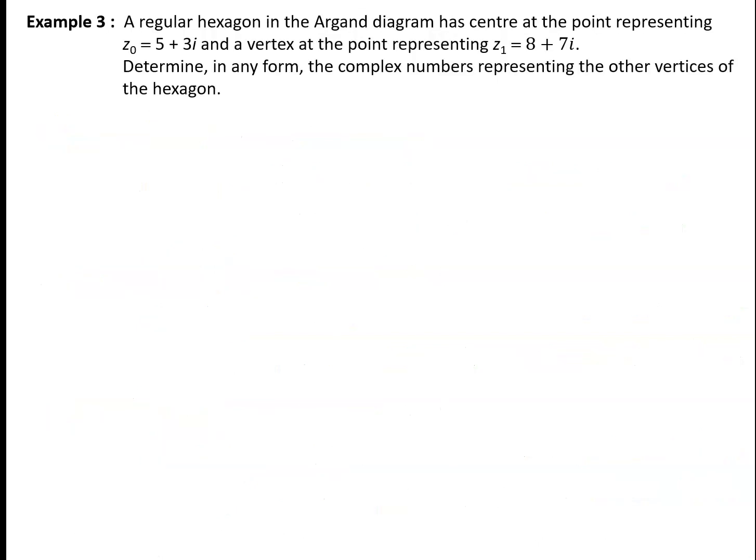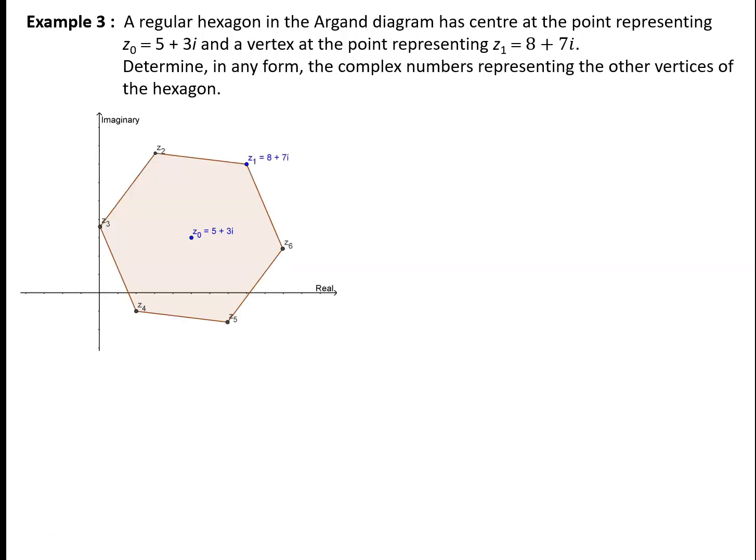Moving on to the next example, we've got a regular hexagon in the Argand diagram, has its centre at the point representing 5 plus 3i, and a vertex at the point representing z1, which is equal to 8 plus 7i. We've got to determine, in any form, the complex numbers representing the other vertices of the hexagon. So, we'll start with the sketch and put on the information that we've got. So we know the centre of the hexagon is the point 5 plus 3i, and we know that 8 plus 7i is one of the vertices.